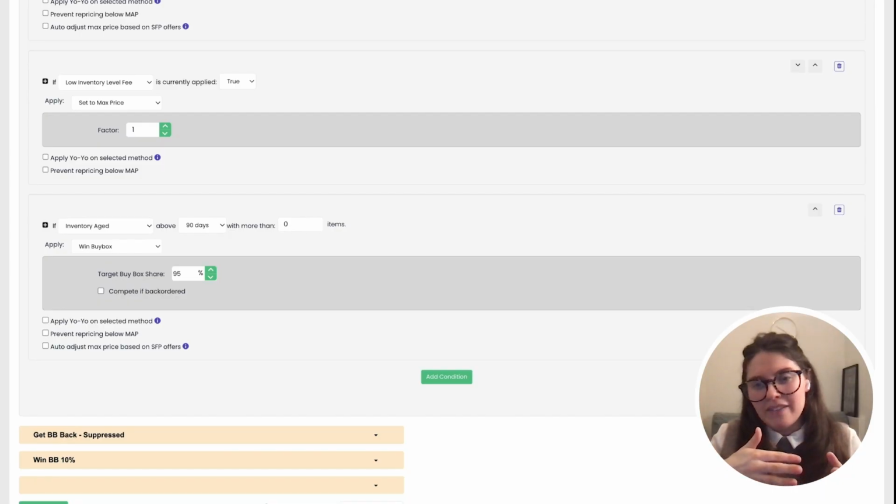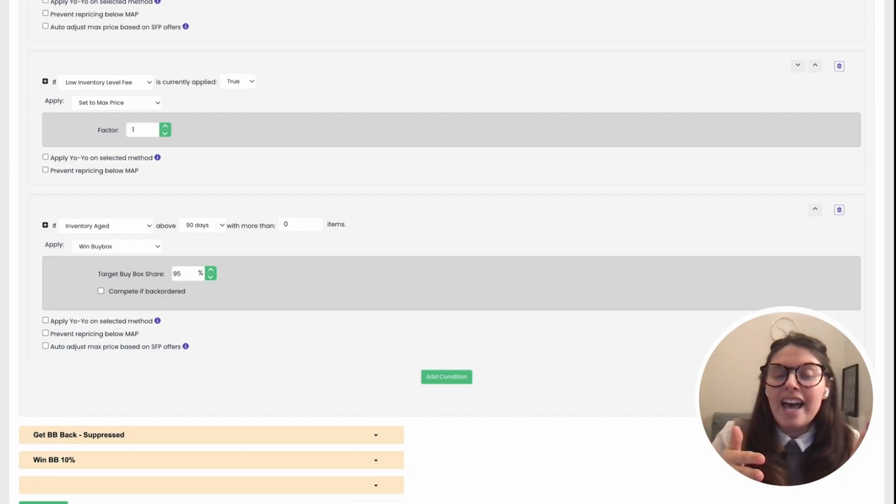I'm going to win the buy box at the percentage that I'm being designated based on my minimum and maximum. So we'll never go below your minimum, obviously. However, we will say, okay, how far do we need to go down in order to win 95% of the buy box? This is super aggressive. We're going to most likely be sitting at minimum.